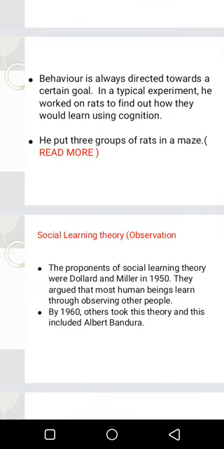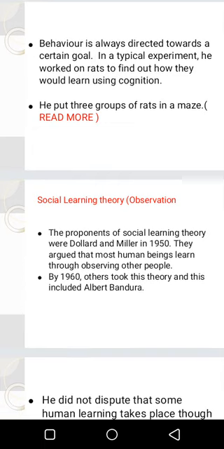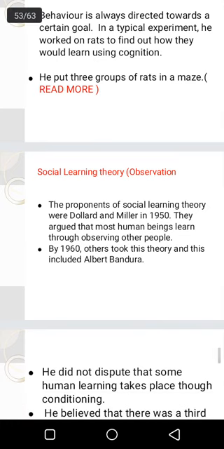So we'll go to our fourth objective, which is no other than social learning theory, or observation. The proponents of social learning theory were Dollard and Miller in 1950. These guys were the first ones to propose this kind of theory in 1950. Dollard and Miller argued that most human beings learn through observing other people.